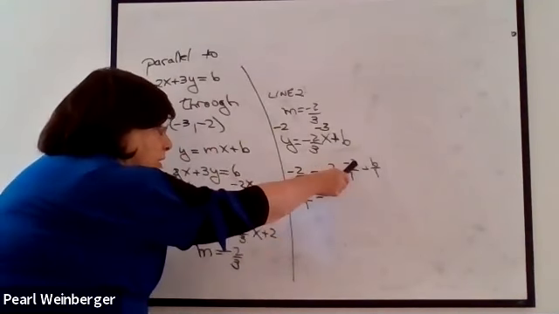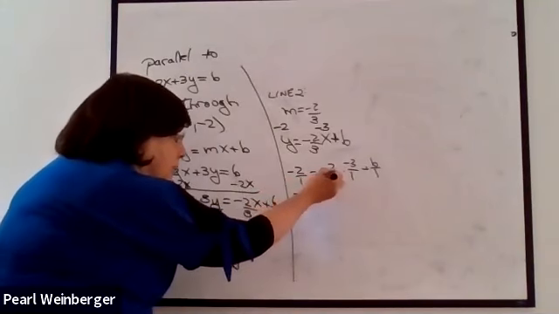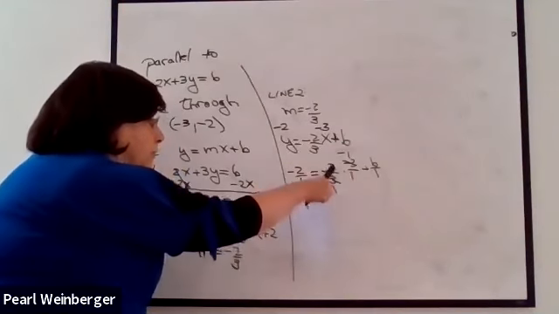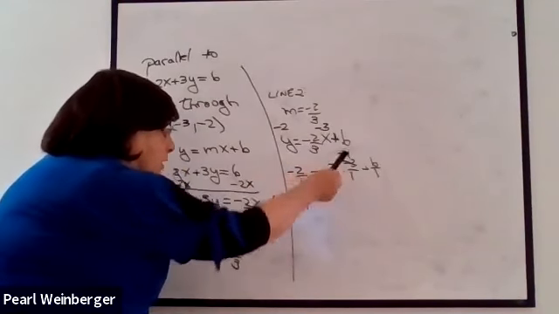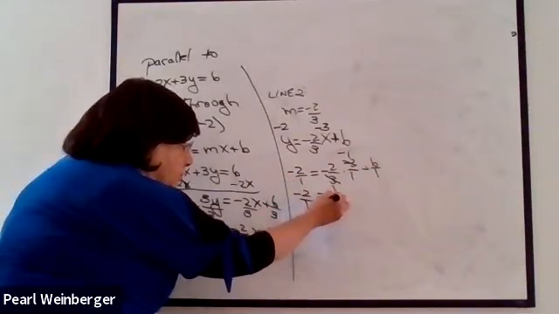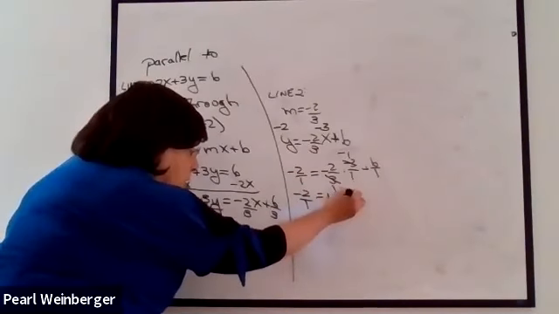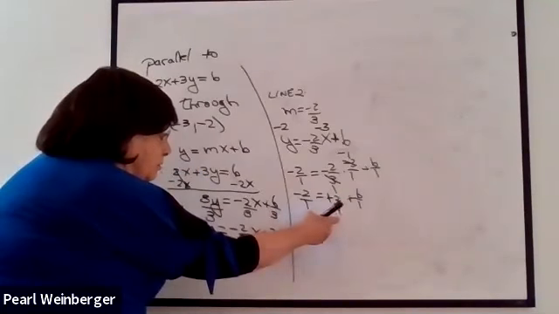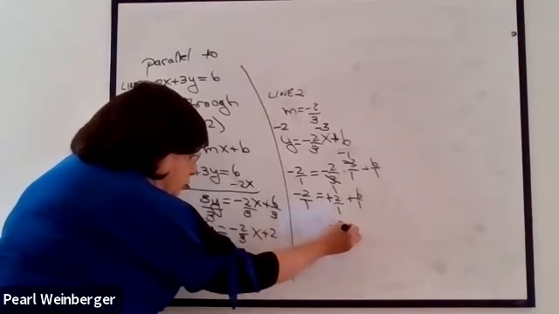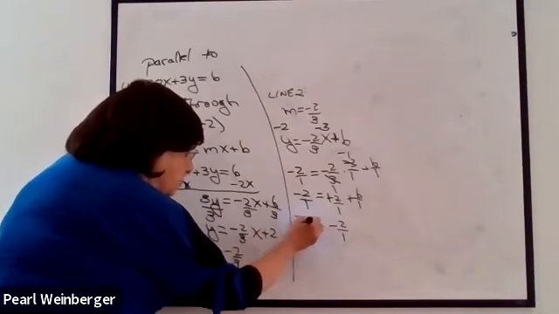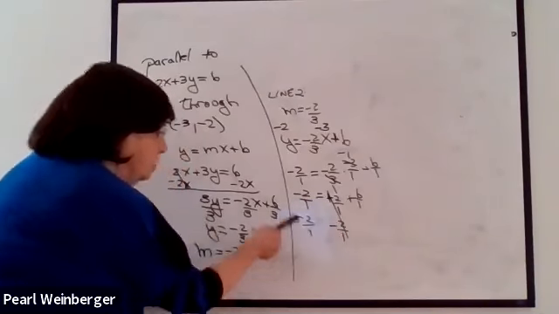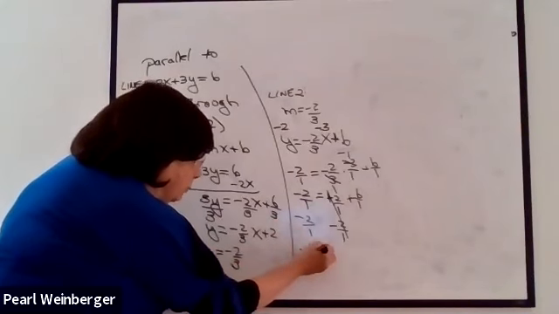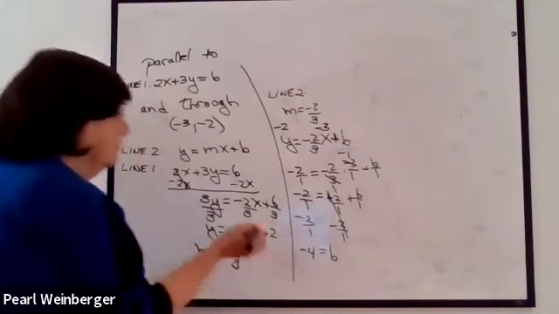Here, I'm lucky because the 3 on top and the 3 on the bottom cancel. So I'm left with a -2 times a -1, which is a +2 over 1 plus b over 1. And now I want to get the b alone, so I subtract 2 from both sides. -2 and -2 give me -4 equals b.